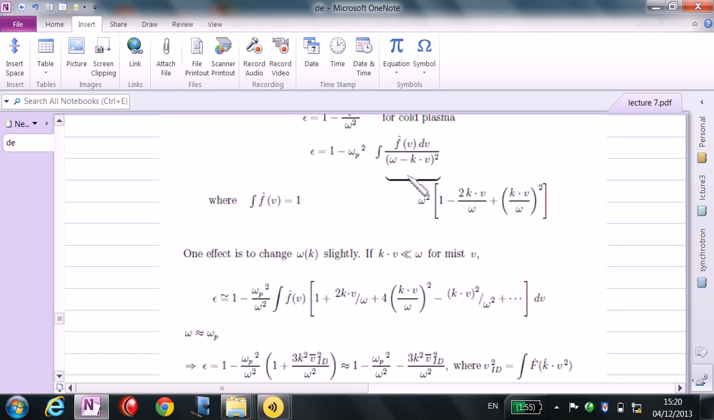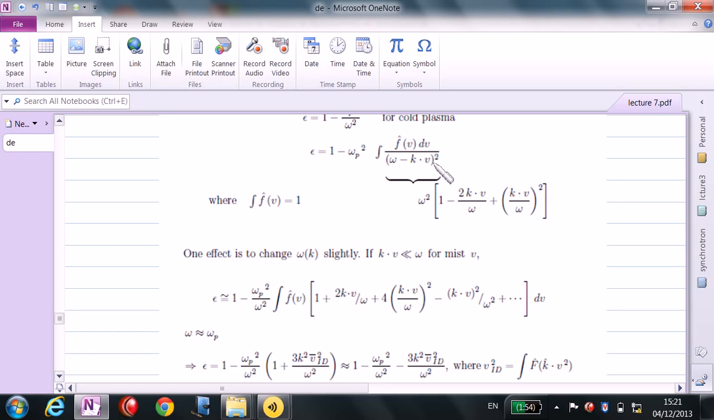Do you go above it or below it? Should you include it or not? No, don't use the word include. I said the question is, do you go above the pole or below it in frequency space? I can make it plus i epsilon or I can make it minus i epsilon.